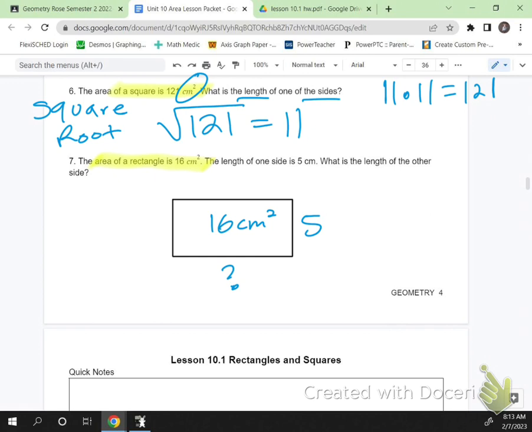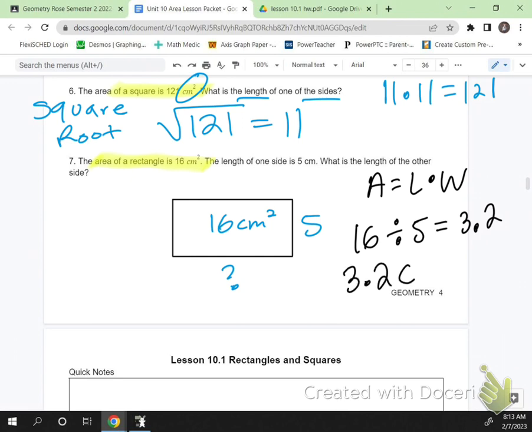We need to work backwards. Remember, the area formula for a rectangle is length times width. Yeah, let's do 16 divided by 5 to work backwards to the other one. It's going to be a decimal, 3.2. So the other side is 3.2 centimeters. You're going to see problems like 6 and 7 on tests, concept checks, where it's words.